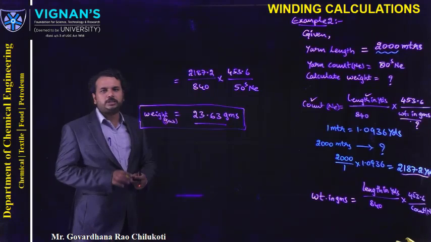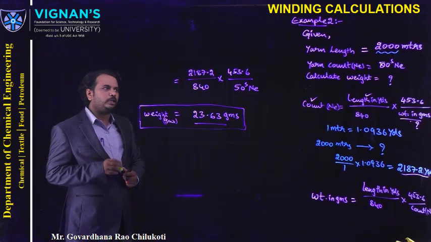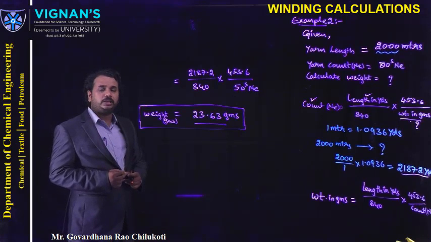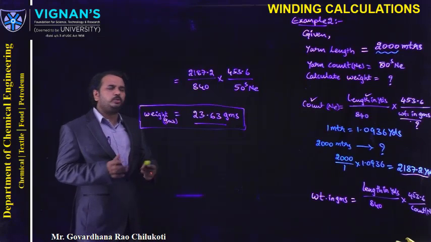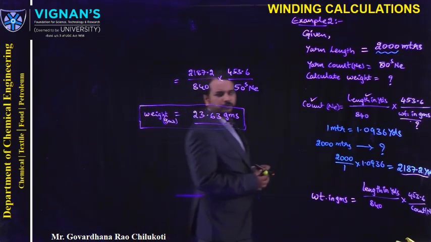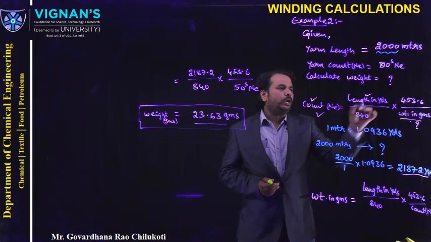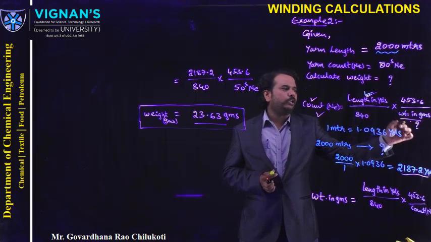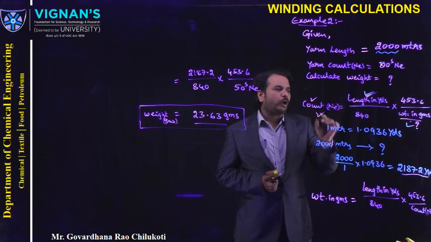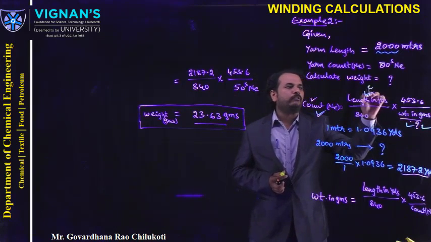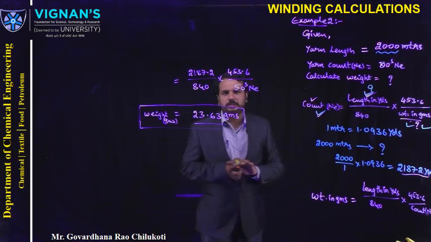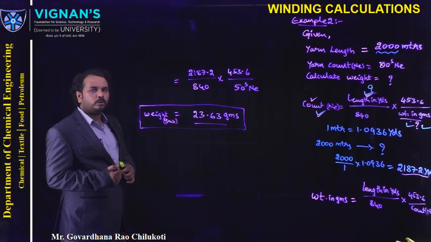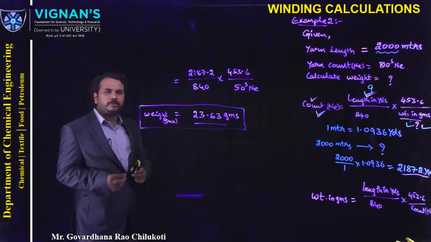Okay, so this is the simple calculation of how we can calculate the count, the yarn length and the weight of the yarn from any two components. If we know the count and length, we can find out the weight. If the count is unknown and length and weight are known, we can find out the count. If count and weight are known, we can find out the length. So this is a simple cross multiplication where we calculate the count, length as well as the weight of the yarns.